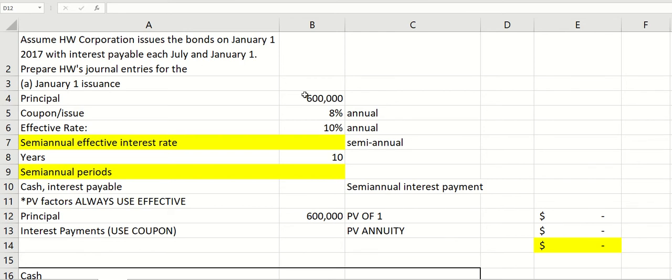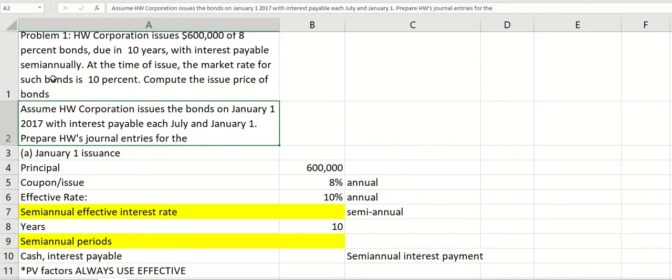So principal is $600,000. The coupon or stated rate is 8% and the effective rate is 10%. I know the customer who is giving their money to us and getting a bond is going to receive more than the 8%, so this must be issued at a discount, or less than the $600,000. And it is semi-annual, so I need to be careful of the semi-annual periods. Years is 10 years.